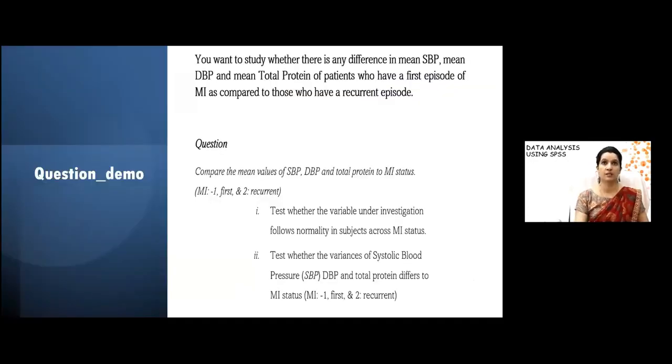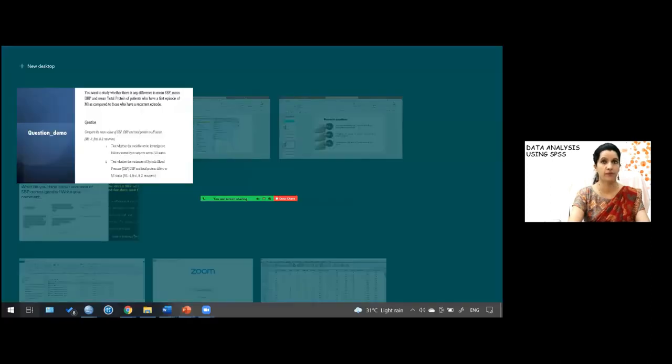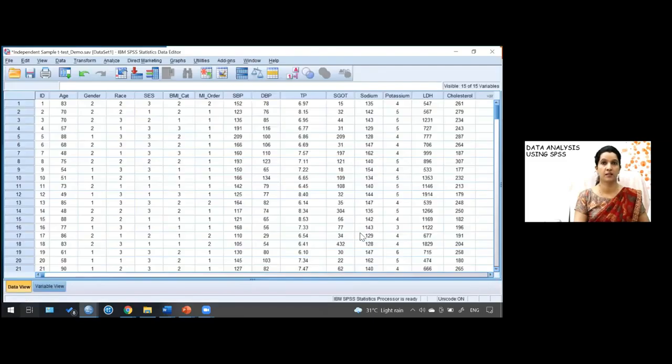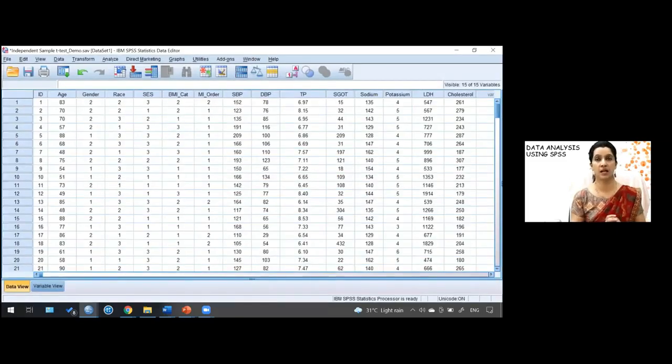Now, this is the question: whether there is any difference in mean systolic blood pressure, mean diastolic blood pressure, and mean total protein of patients who have got the first episode of MI as compared to those who have a recurrent episode. So my objective would be to first check for the assumptions. So I'll go to the data set. This is the question, so I'll start with the assumptions.